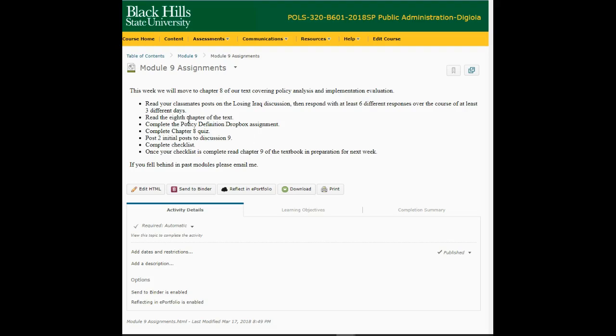So you're going to read the eighth chapter of the textbook and complete the next Dropbox assignment. Then you're going to have a quiz, and you're going to post your initial post to discussion 9. So you're going to have a whole new discussion that's going to get back to the book, and back to what public administration discussions typically are. So you're going to have a couple discussions based on that. You're going to post to both of those, and then we do have a checklist.